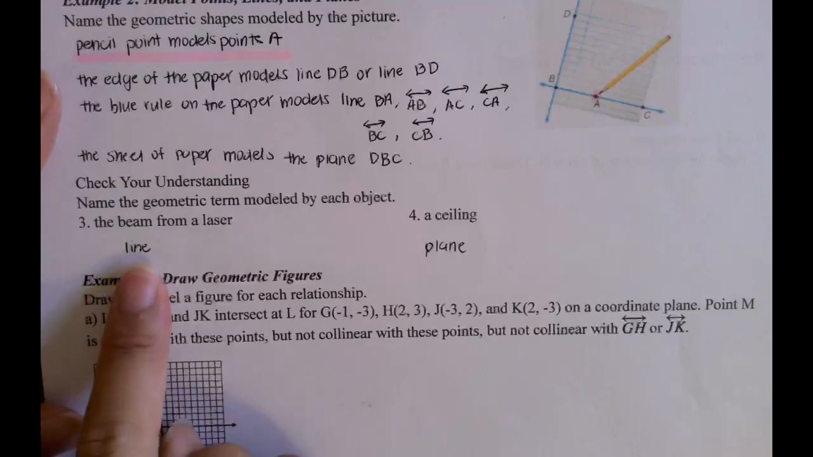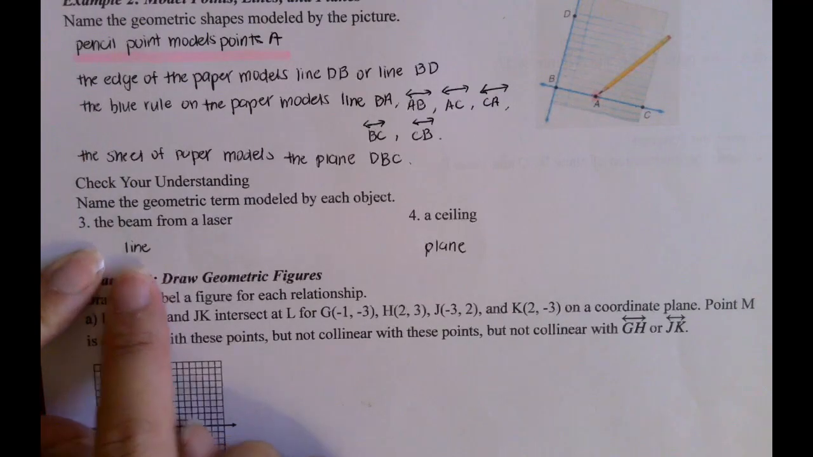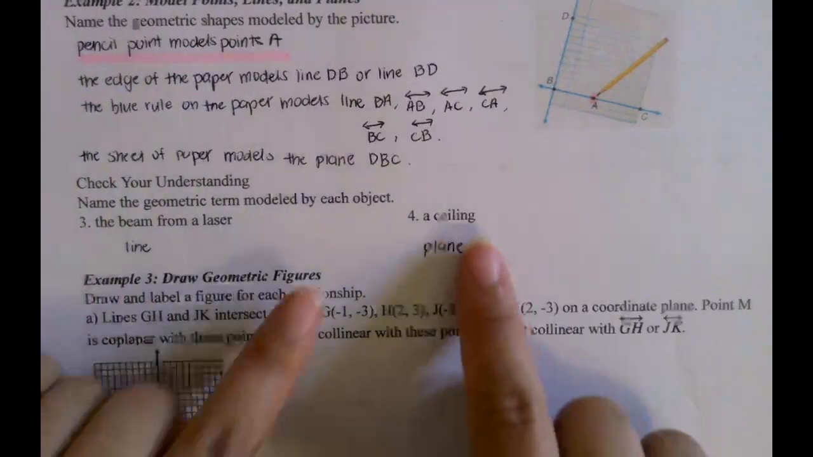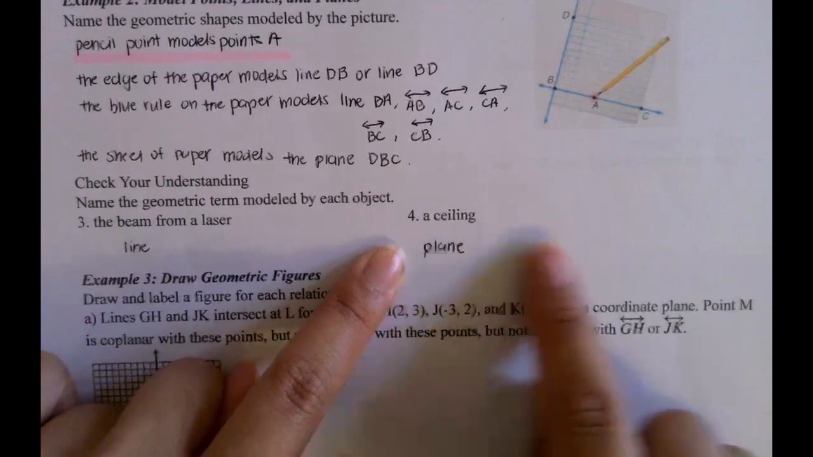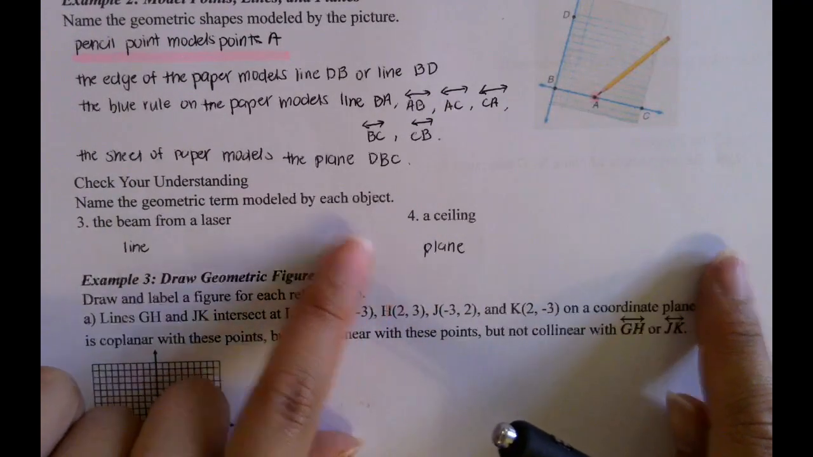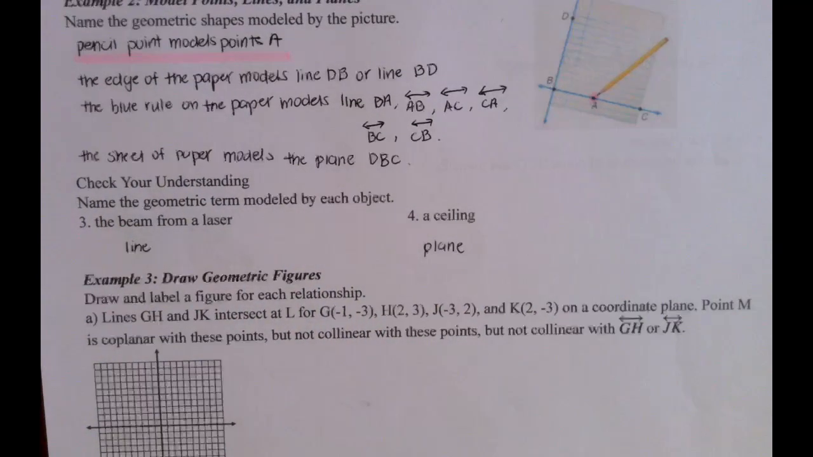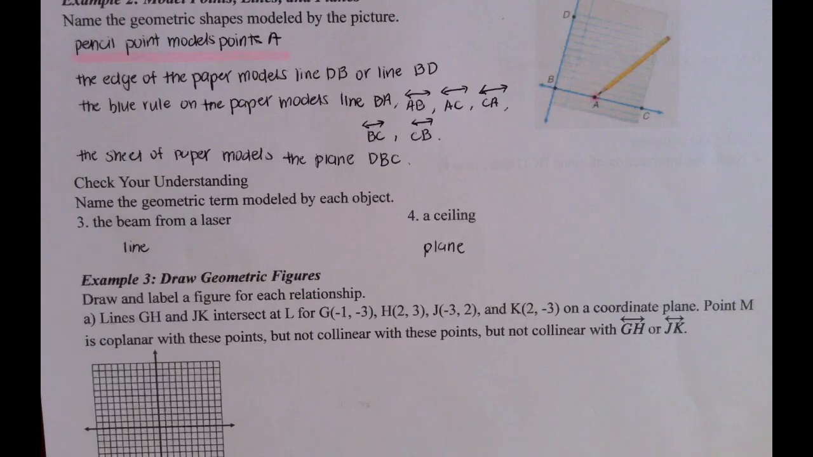For number 3, you should have gotten a line. The beam from a laser represents a line. And then number 4, a ceiling is a plane. It's a flat surface, and we can imagine it going forever. I know in reality a ceiling doesn't go on forever, and planes do, but a ceiling models a plane.